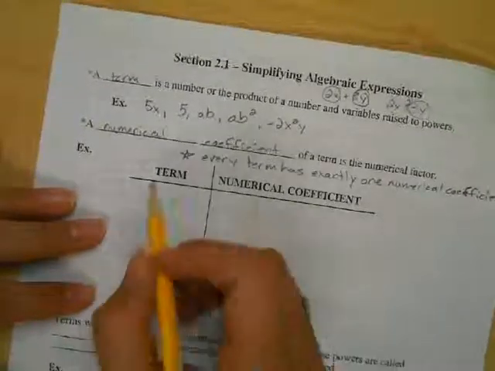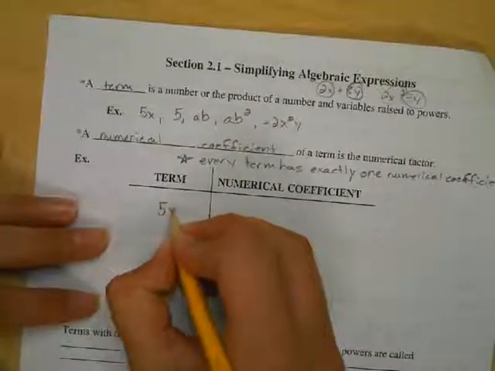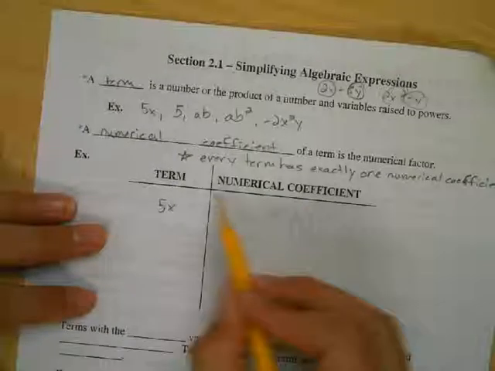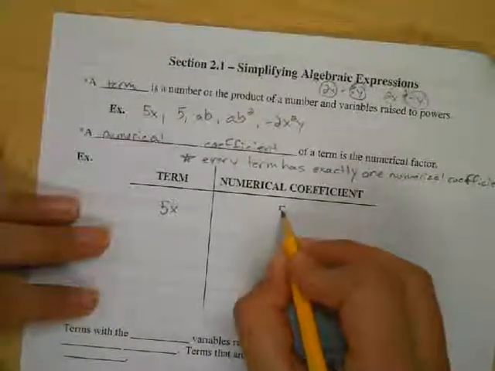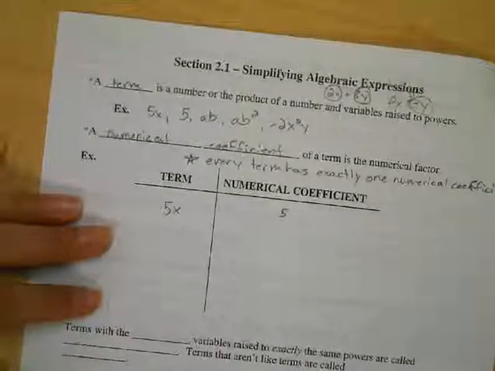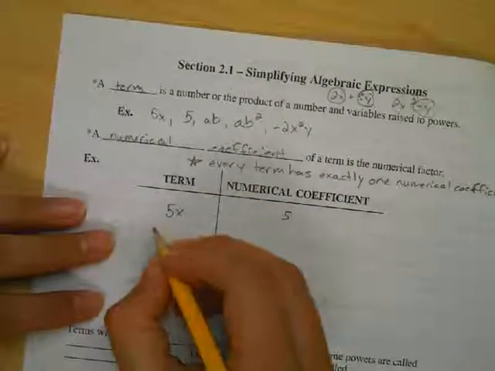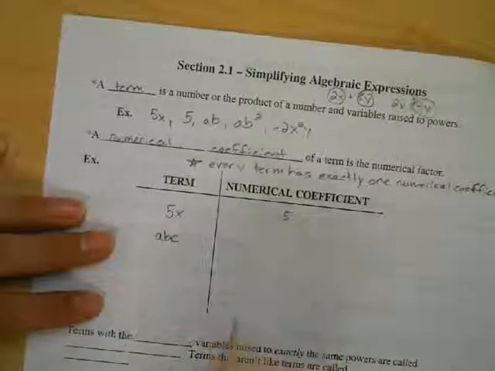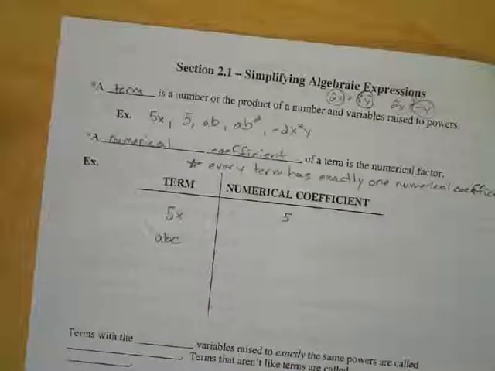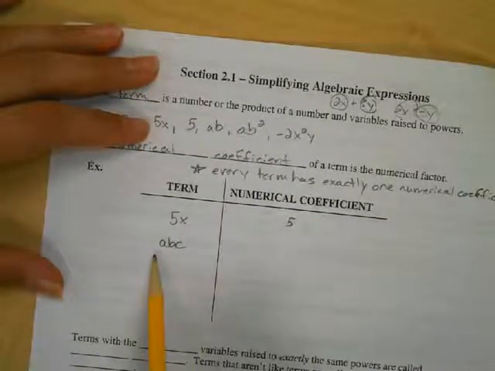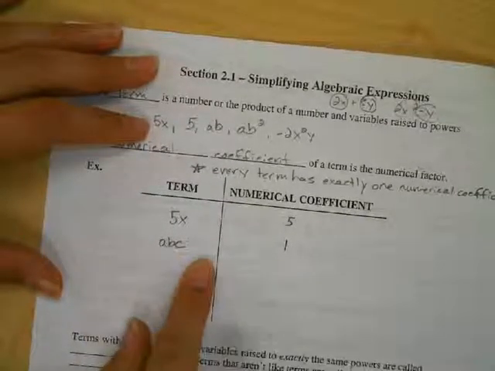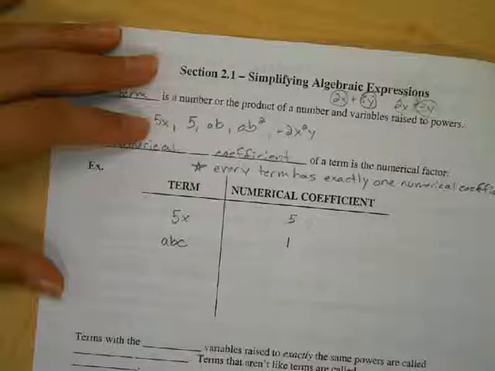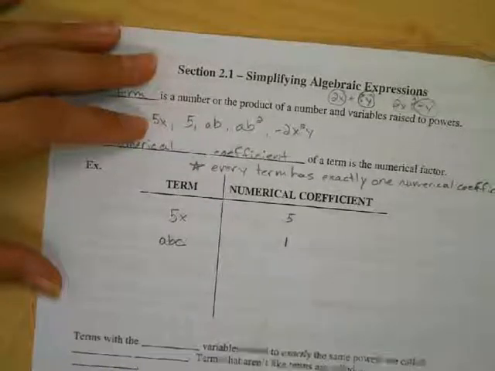So if I'm talking about a term, let's say 5x is my term. The numerical coefficient is just the number that goes with the variable. So here my numerical coefficient is just 5. I said there's no such thing as something without a numerical coefficient. So if there is no number listed, then that number is always 1, because I technically have one ABC. Because 1 times anything is still itself, right? So I can have a numerical coefficient of 1.